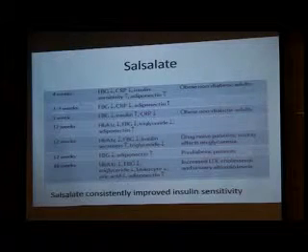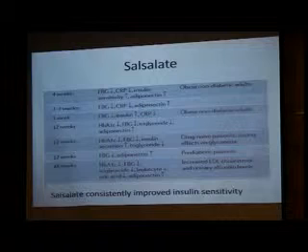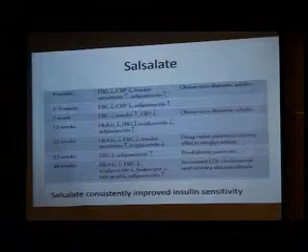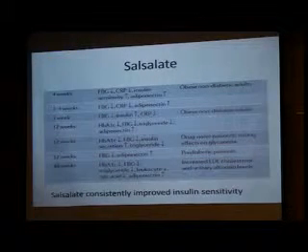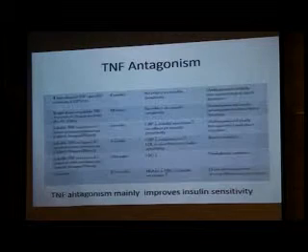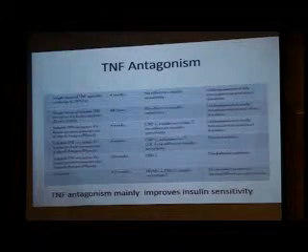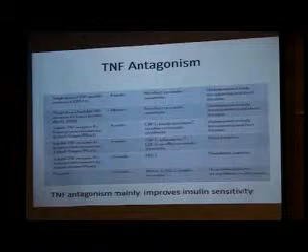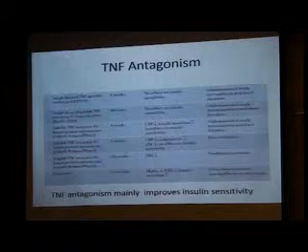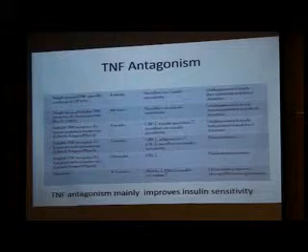Salicylate is already approved, and off-label use has been tried, but the effect is very modest, a 0.5% decrease in HbA1c. And the fourth one is TNF antagonism. TNF is secreted from the macrophage, especially in the adipose tissue microinflammation stage.